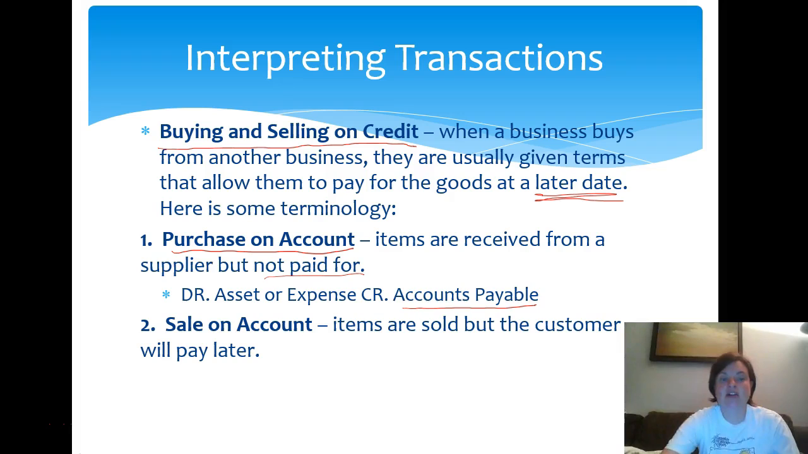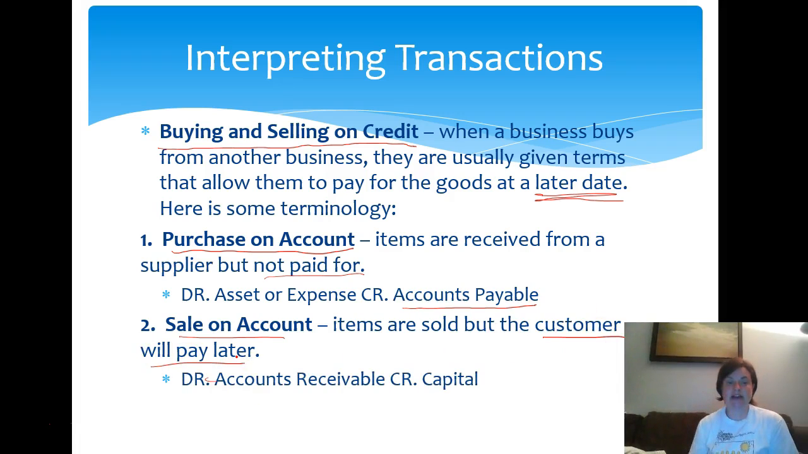When there's a sale on account, meaning that we've made a sale to a customer, but we haven't required the customer to pay right away, so there's a sale on account. These are items that are sold, but the customer will pay later. So in this situation, we're always going to debit accounts receivable, and we're going to credit capital.